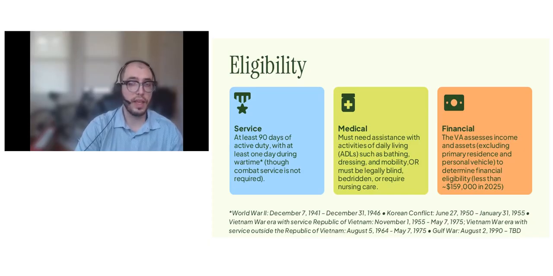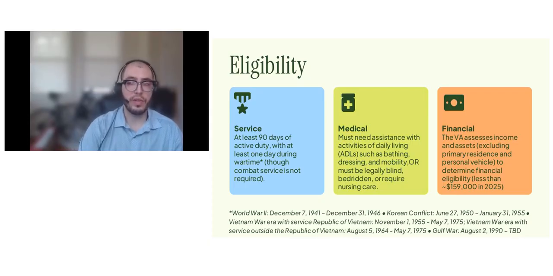Well, that is not the case for the homemaker and home health aid benefit. So for medical, it is much the same as the homemaker and home health aid benefit, with the addition that if someone is legally blind, bedridden, or requires nursing care, that is another way to receive this benefit.